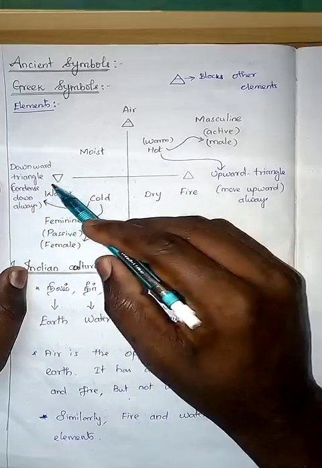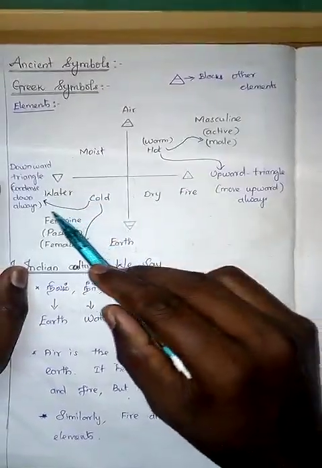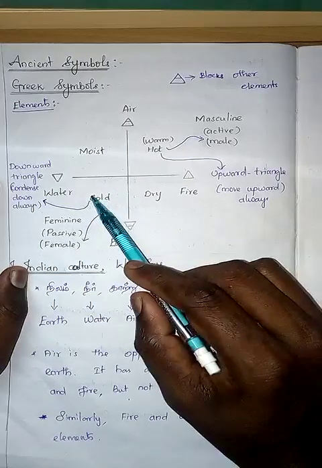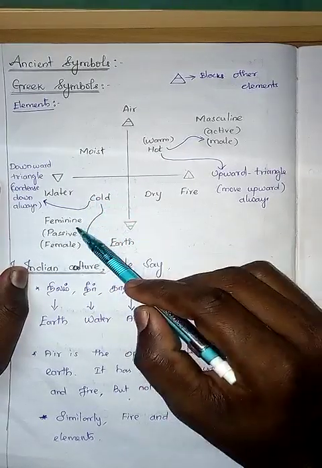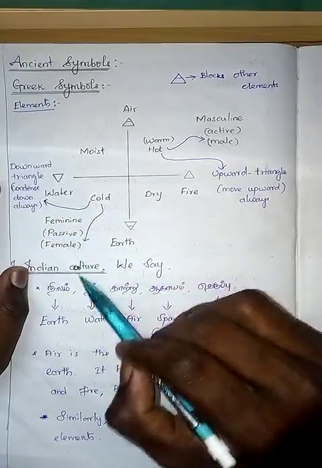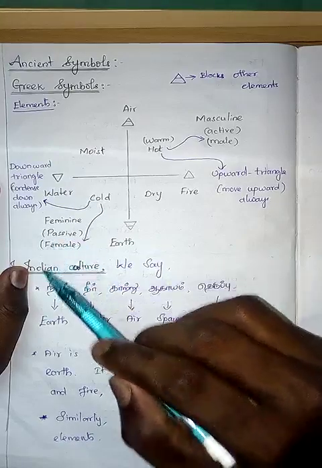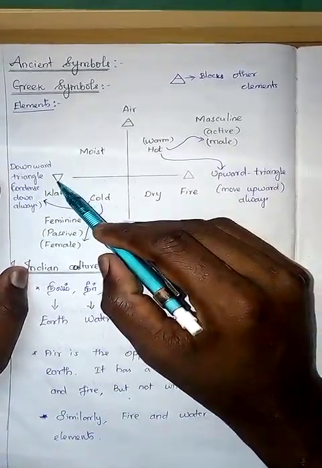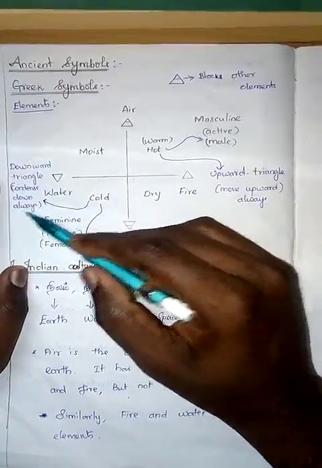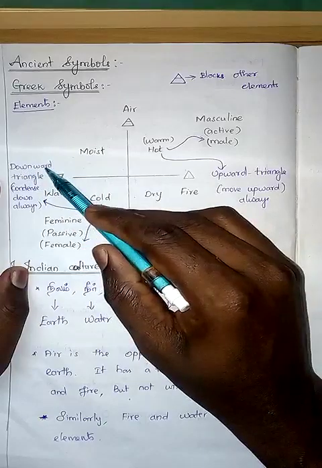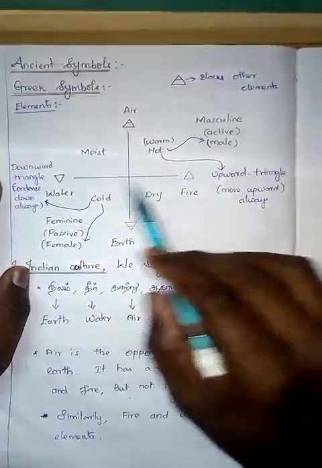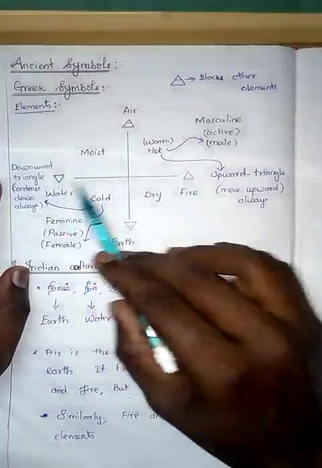Let us come to the water, which is always cold. Whichever object is cold comes under the heading called feminine, which is normally passive, we call female. And water always condenses and comes down. That's the reason it has a downward triangle. So these two are opposite. That's why it is given in the opposite direction.